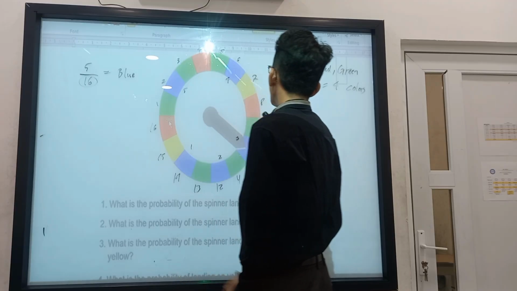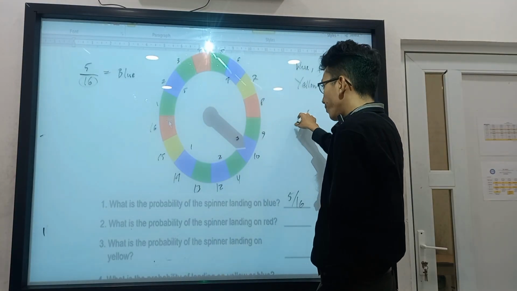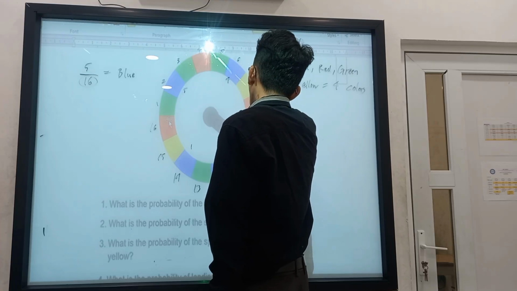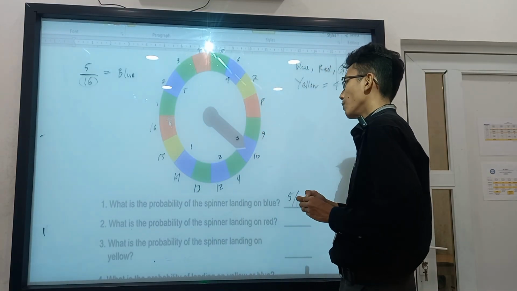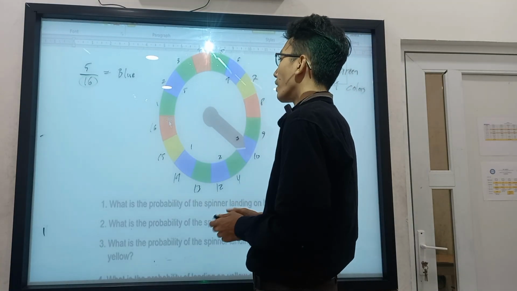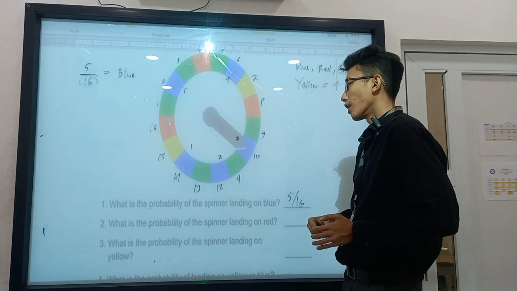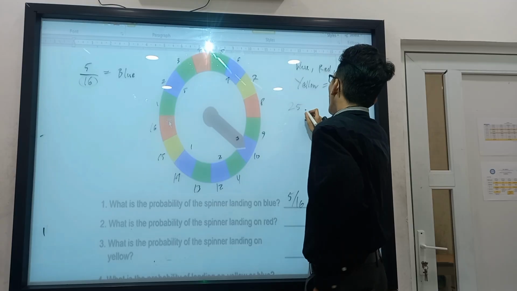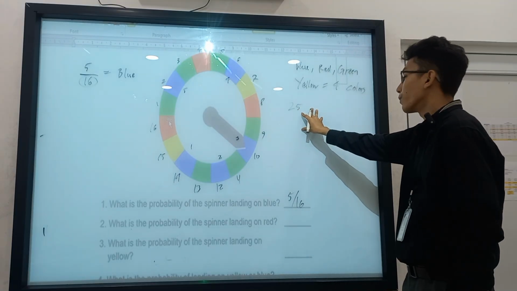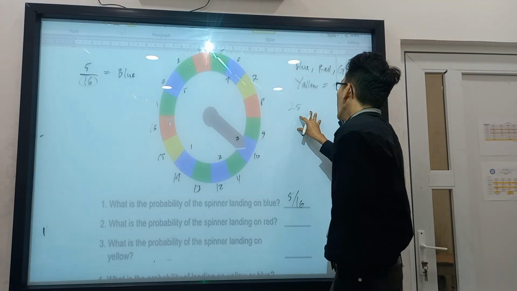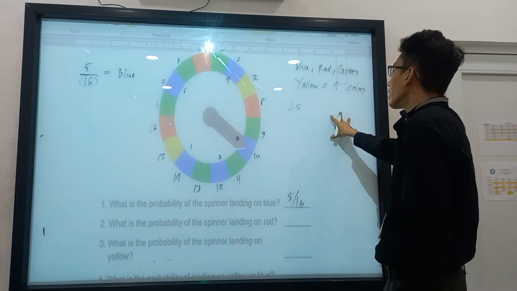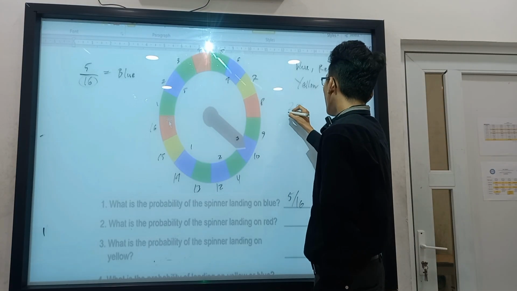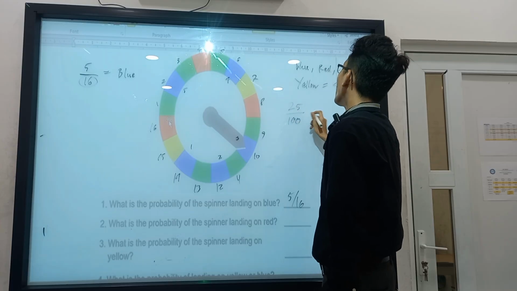All of the color is 16. That means if we got a quarter, how do you represent even change? Even change means something that is 50-50, right? How about a quarter? A quarter of 100 is 25. How is 25 represented in a fraction? 25 out of 100, a quarter.